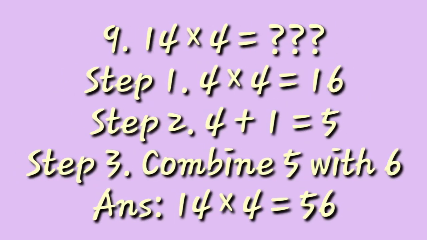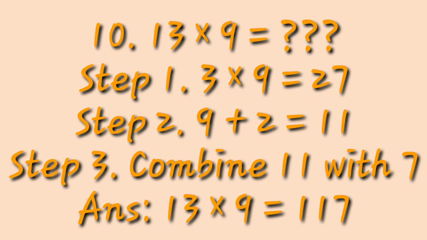The next question was the 9th question, in which you have to find out 14 into 4. So for 14 into 4, first of all, you have to multiply 4 into 4. So 4 4s are 16. In step 2, you have to add the multiplier 4 with the tens place of 16, that is 1. So 4 plus 1 comes out to be 5. And in the last step, that is step 3, you have to combine this 5 with the 6 of 16. So after combining 5 with 6, we get the answer as 56. So 14 into 4 is equal to 56.